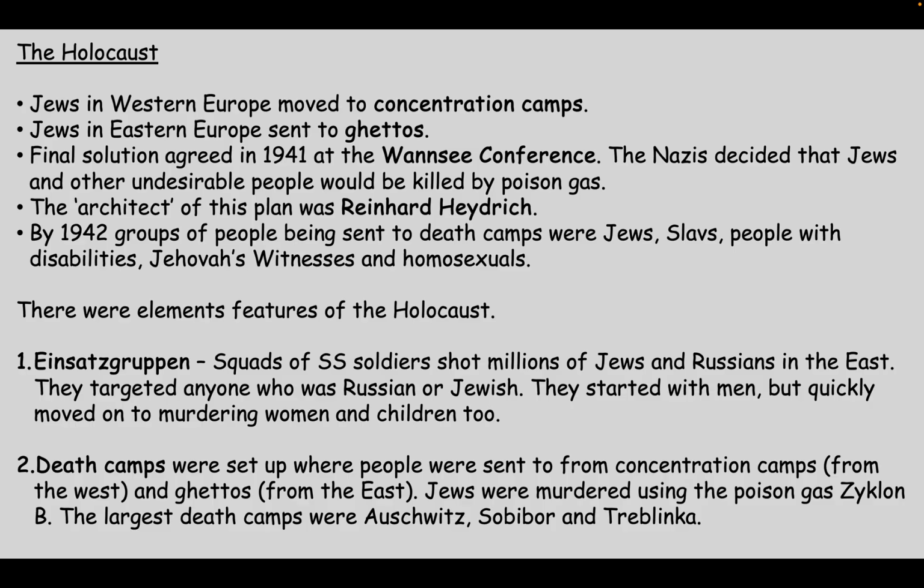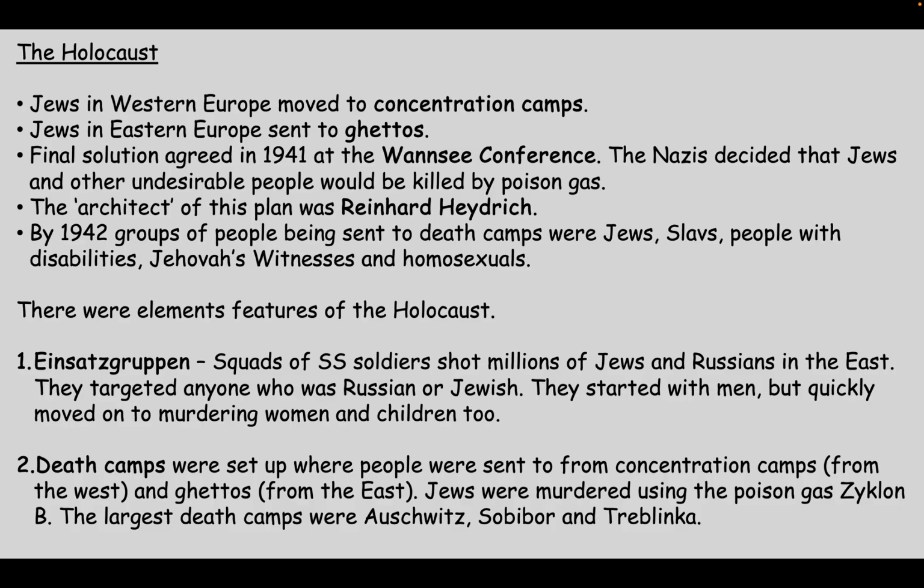In Eastern Europe, because there were far more Jewish people, they were sent to ghettos. And ghettos were areas of cities that were bricked off. They literally bricked up parts of streets to hold the Jewish people in an area of the city. Now, they were holding them in concentration camps in the west and holding them in ghettos in the east because they did not have a plan as to what to do with these Jewish populations. They didn't want them in their society that they controlled, but they didn't know what to do with them.